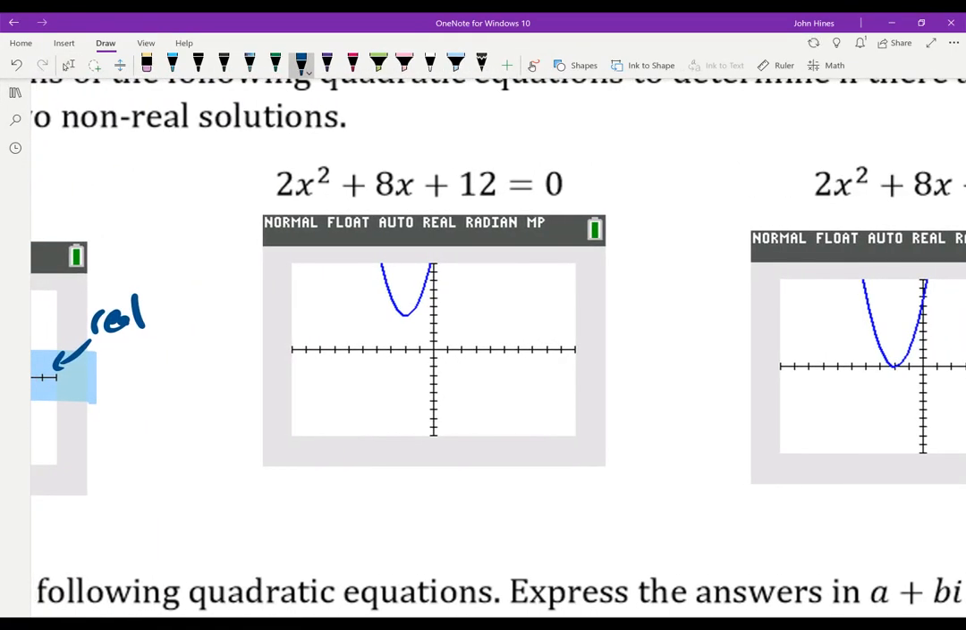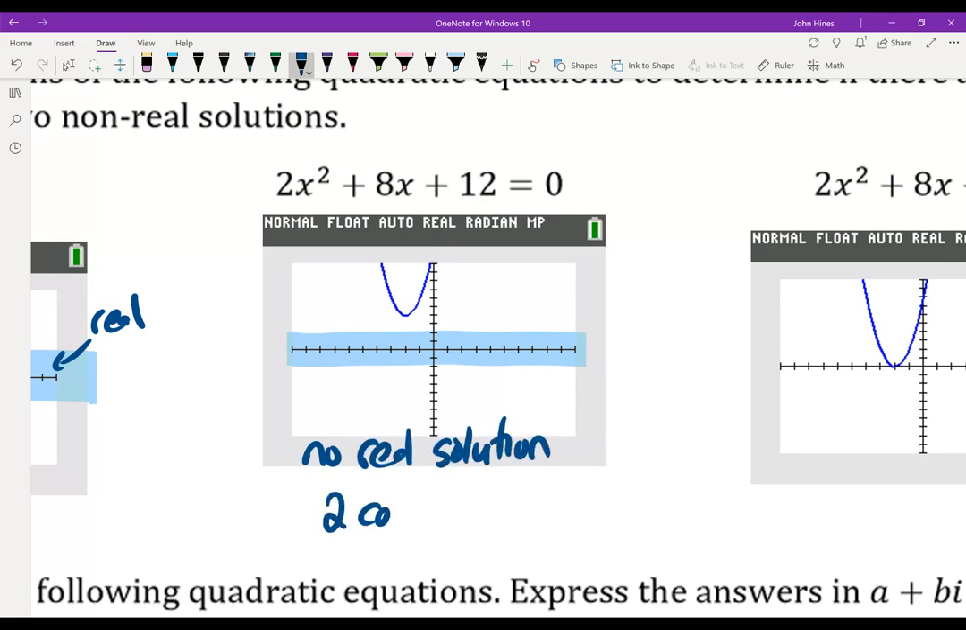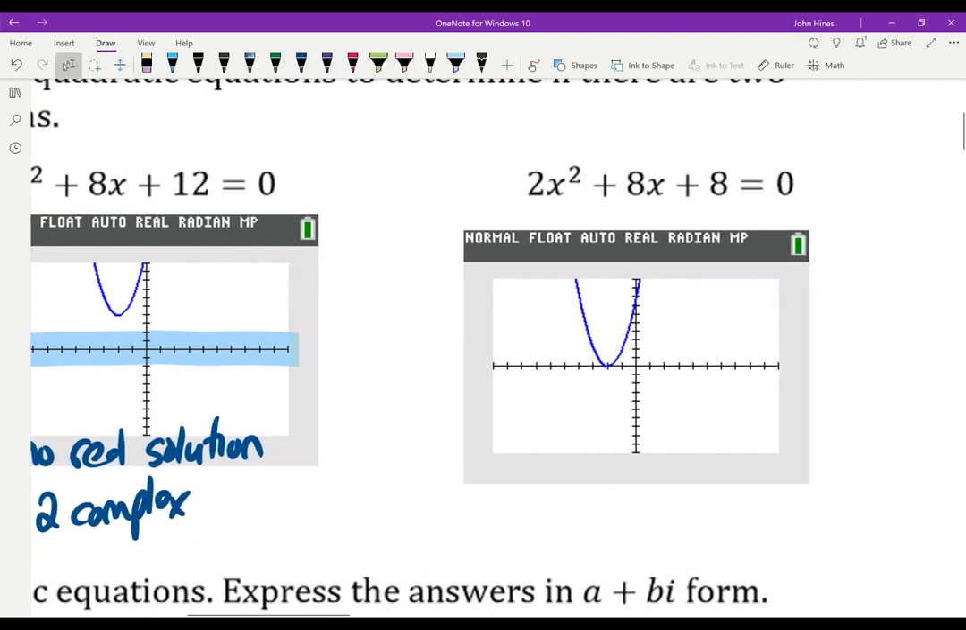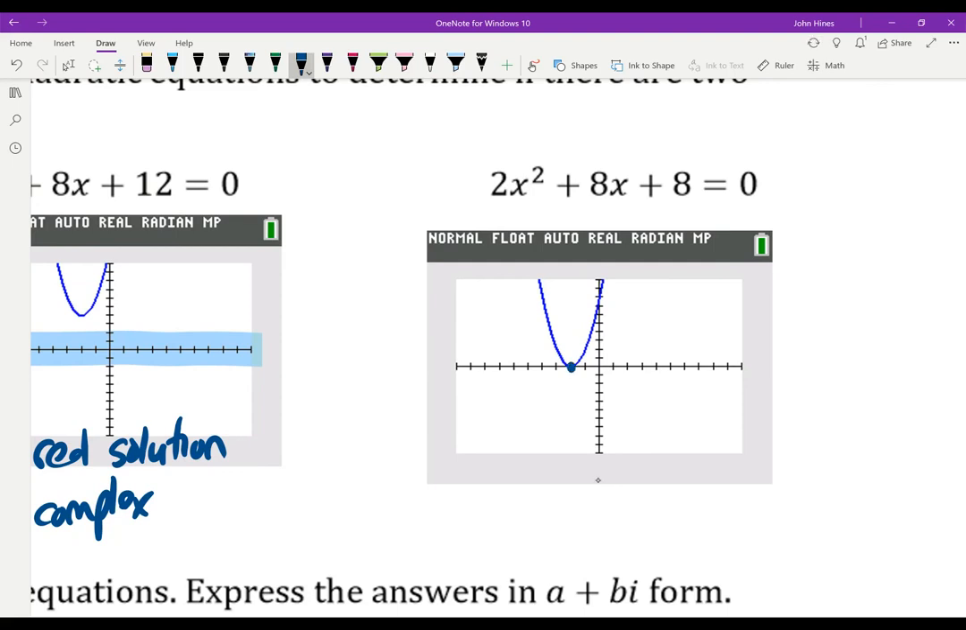This next one, notice it never hits the x-axis. Notice this next quadratic here never equals 0, so there's no real solutions here. That tells me when I solve this, I'm going to get two complex solutions with i's popping up. And finally, this one here, you'll notice it hits the x-axis once, so this has one real solution.